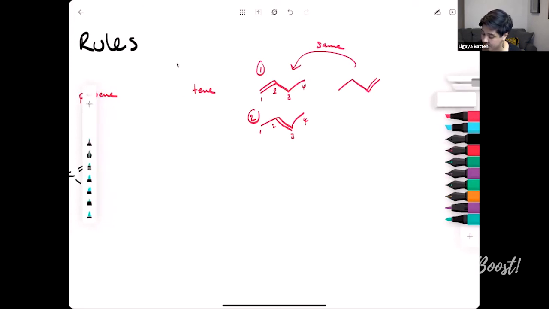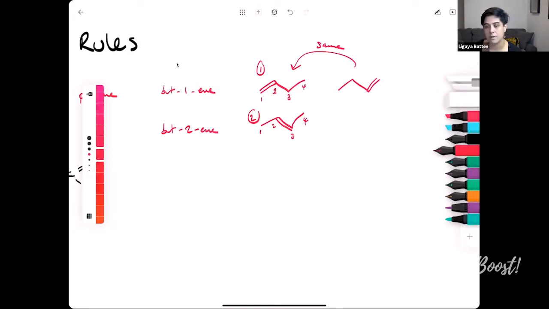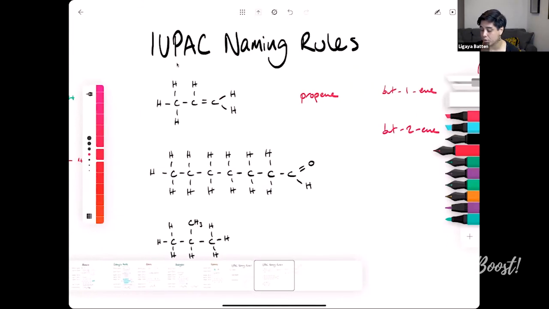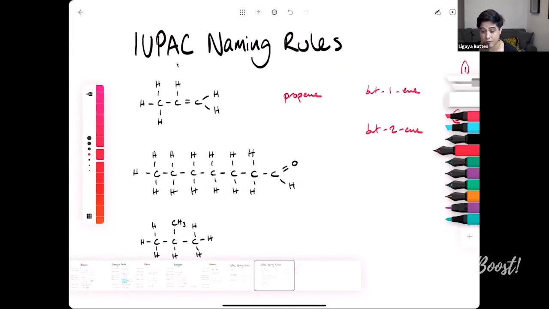So I'll write it here. But-1-ene, and then but-2-ene. Okay, so the longer the molecule, generally the more likely you'd have to write the double bond in, or write the number for where that functional group is. But in the case of propene, which was our example, we wouldn't have to write the number in there.